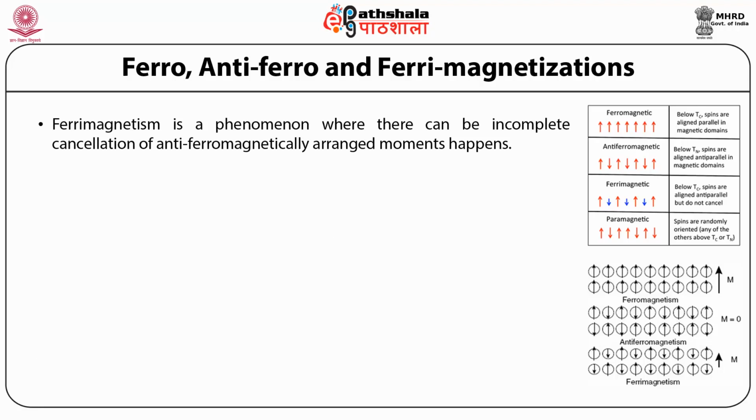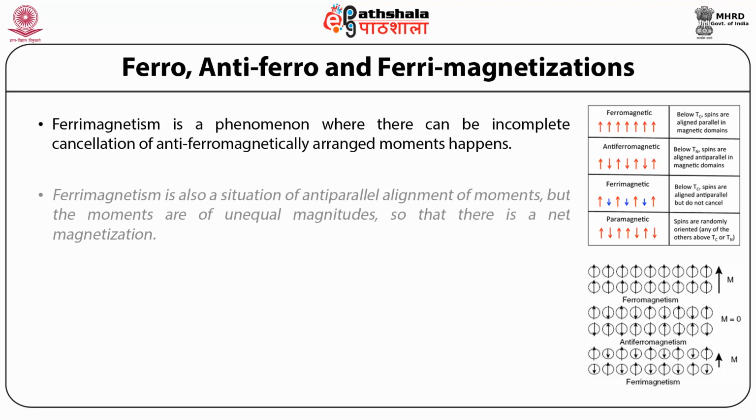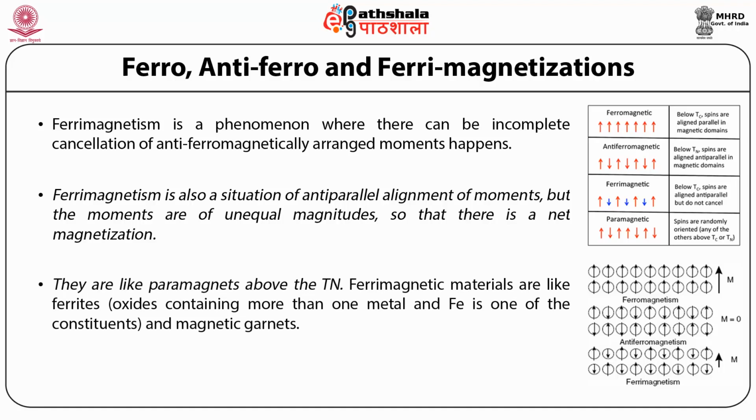Ferrimagnetism is a phenomenon where there can be incomplete cancellation of anti-ferromagnetically arranged moments. Ferrimagnetism is also a situation of anti-parallel alignment of moments, but the moments are unequal in magnitude, so that there is a net magnetization. They are like paramagnets above TN.